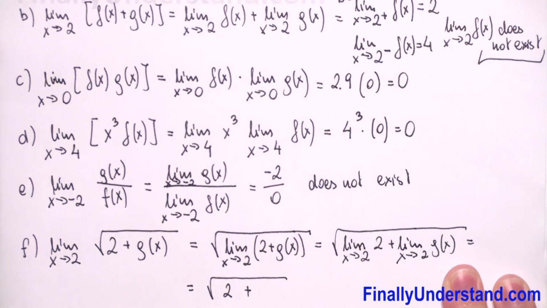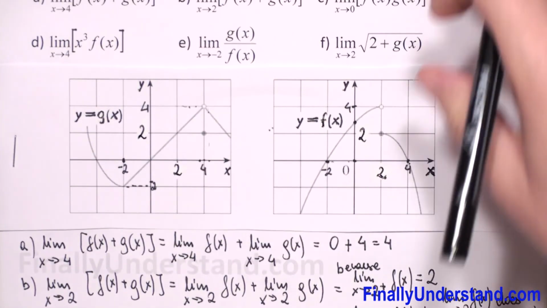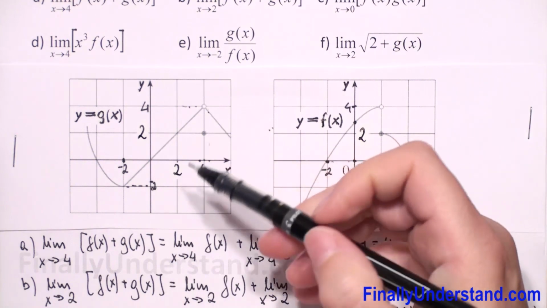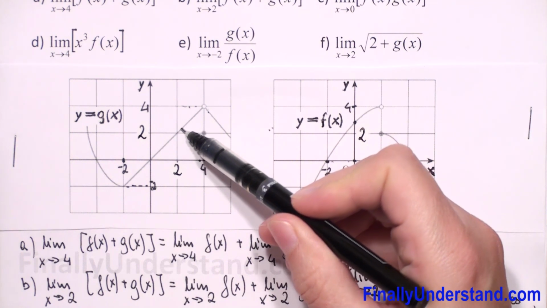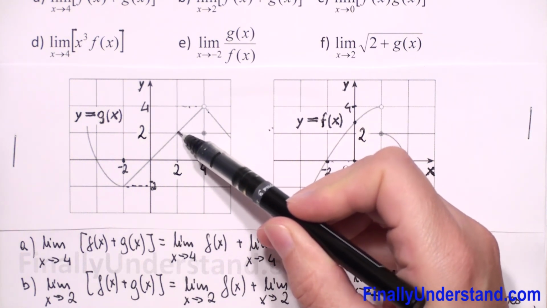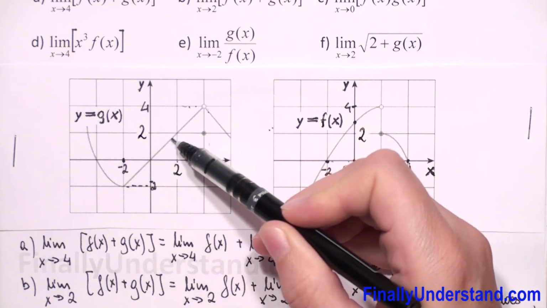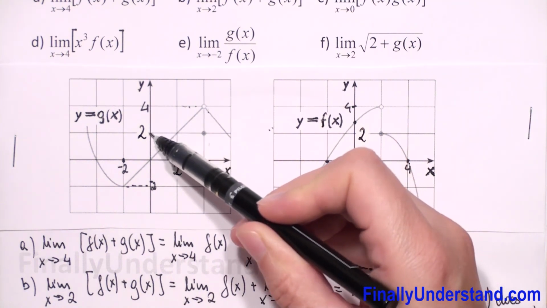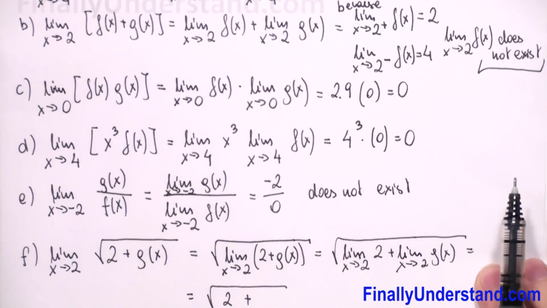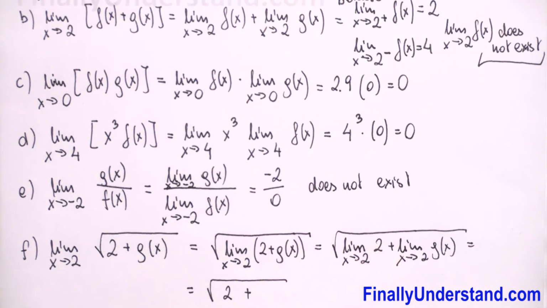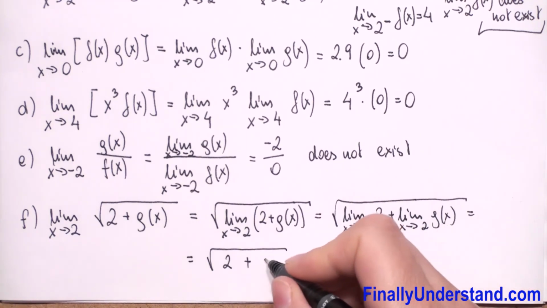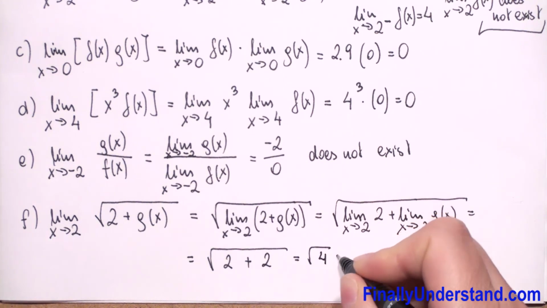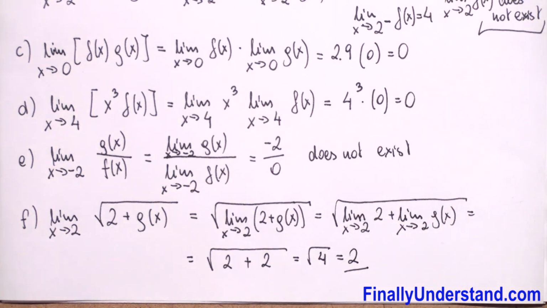Now we have to look at the graph of the g function as x approaches 2. When we are going to 2, we see that the values of our function are going to 2, from the left side and from the right side. So we have the limit as x approaches 2 of g of x is 2. So this is equal to the square root of 4. So this is equal to 2. This is my solution.